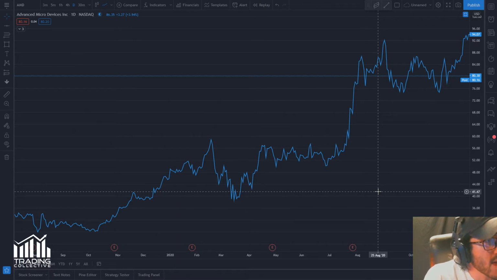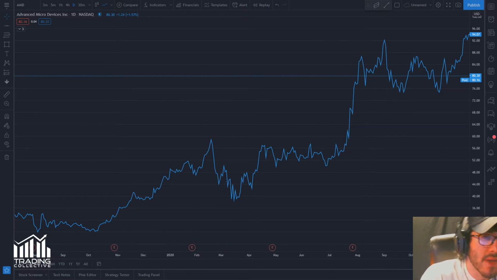So today we're looking at a TradingView chart of AMD. And what we're going to be doing today is going over the basics of charting support and resistance lines.